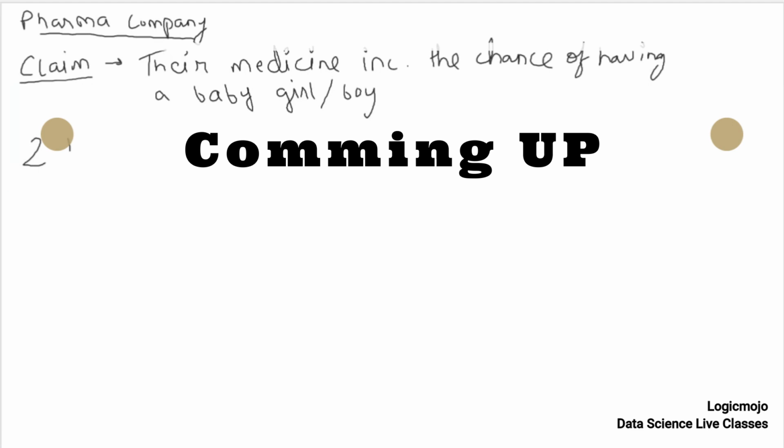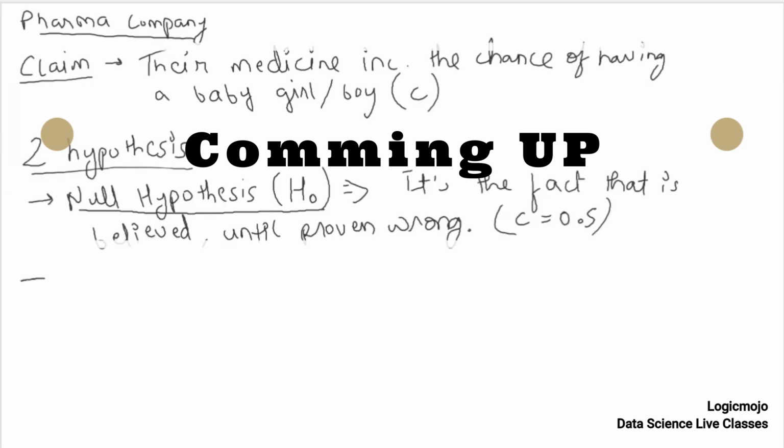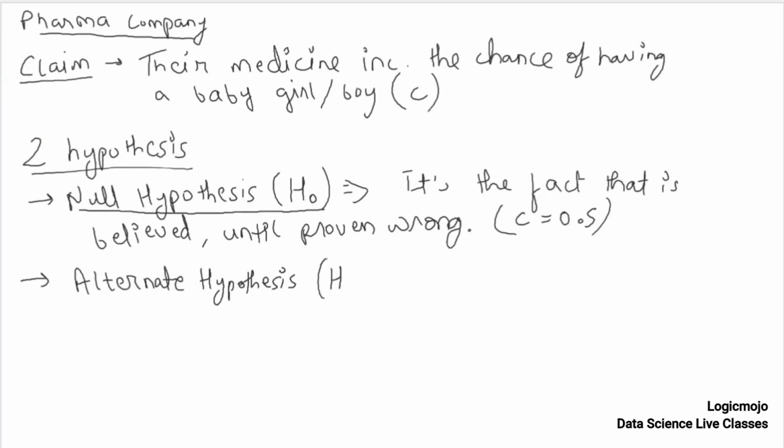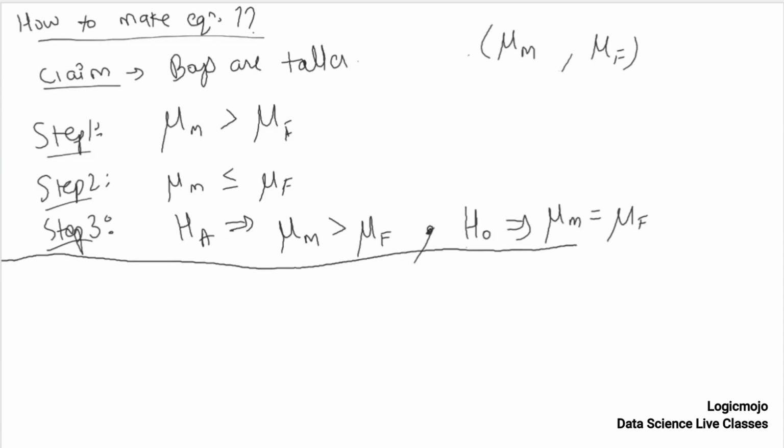Today's topic is hypothesis testing. First, I'll tell the use case of two hypotheses. The first one is called the null hypothesis. The second hypothesis is the alternate hypothesis, or HA. Now I'll give you a claim and you have to formulate these equations.